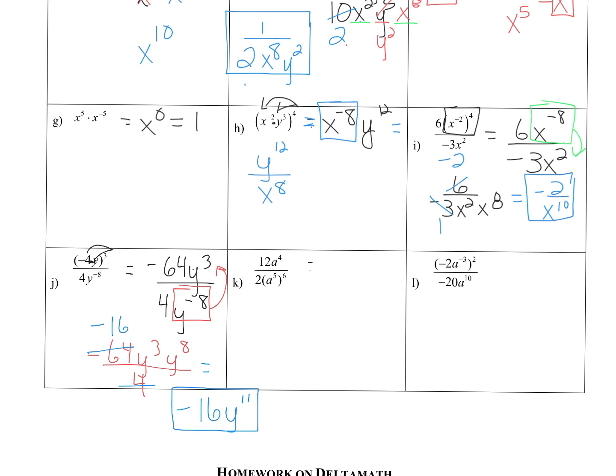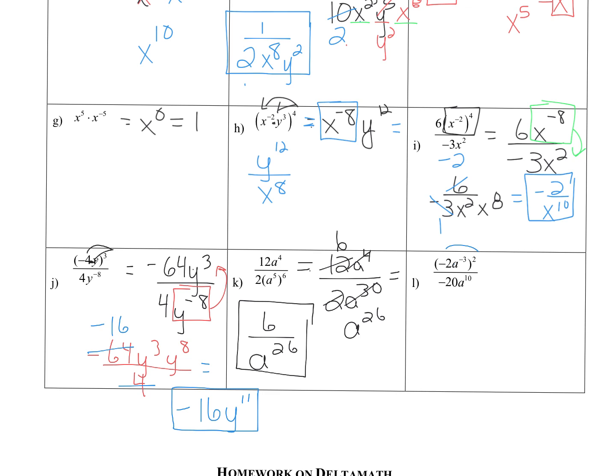Here we have 12a to the 4th over 2a to the 30th. Numbers reduce to 6. Exponents, we're going to have a to the 26th left in the denominator. So we have 6 over a to the 26th.